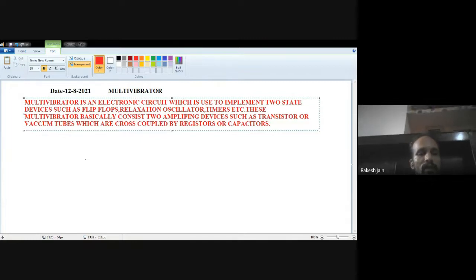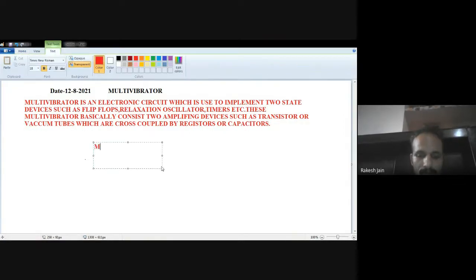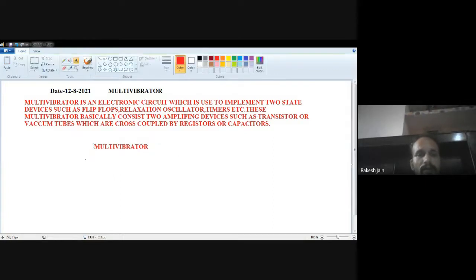So basically there are three kinds of multivibrator types, we can say. Multivibrators are of three types.